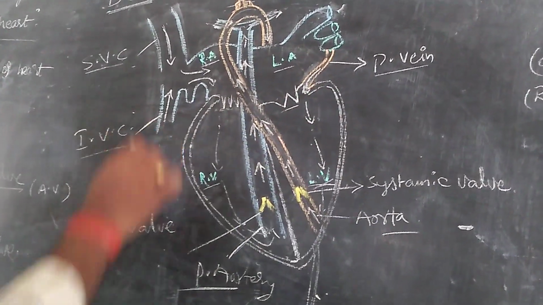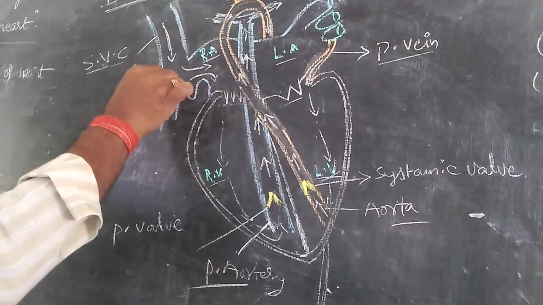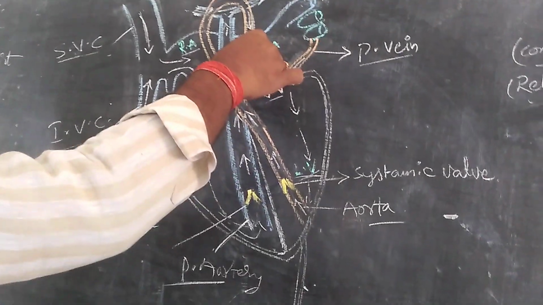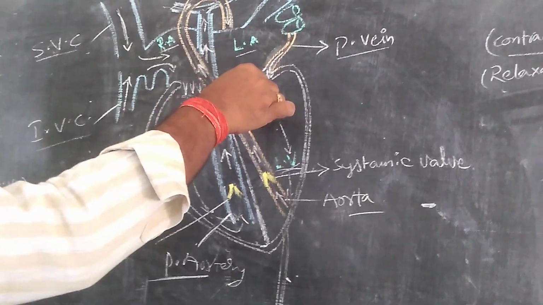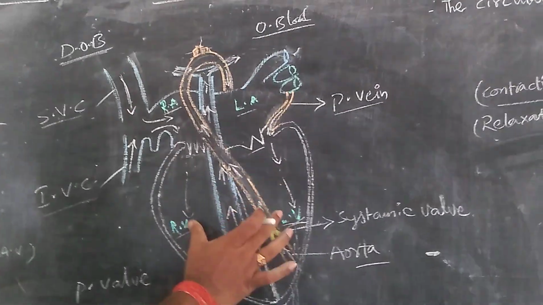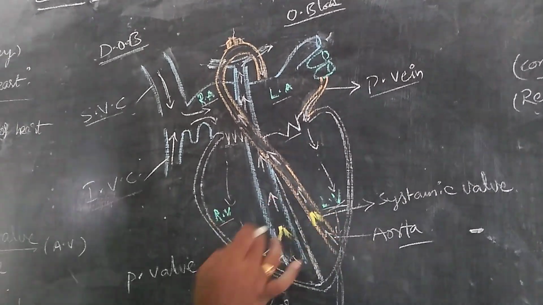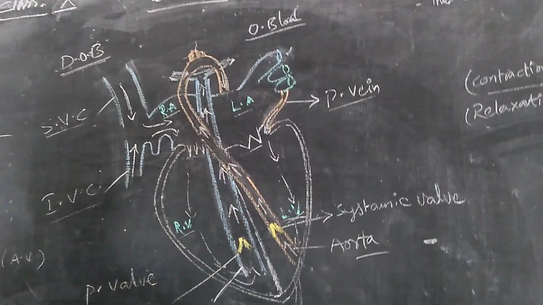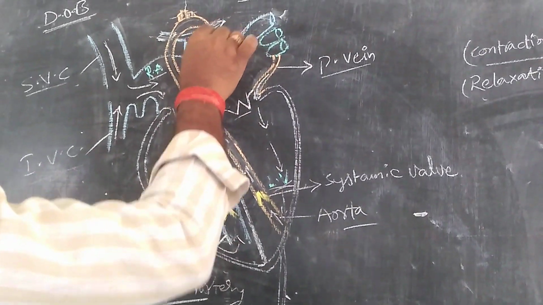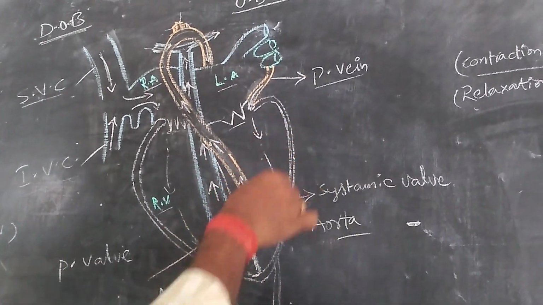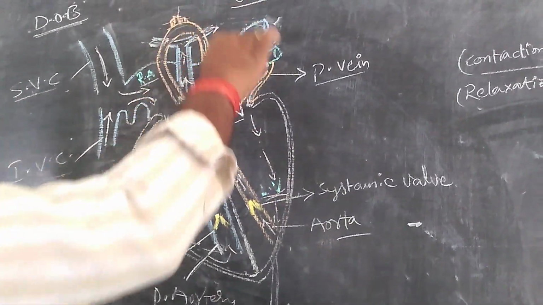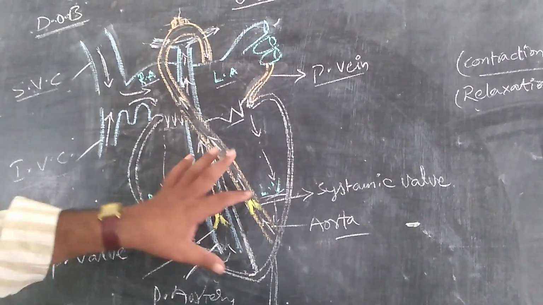So once again, see, the superior vena cava and inferior vena cava open into the right atrium, and the pulmonary vein opens into the left atrium. Through the tricuspid and bicuspid valves, with contraction of both atria, the blood flows to the ventricles, respectively the right ventricle and left ventricle. The right ventricle pumps the deoxygenated blood to the lungs through the pulmonary artery, and the oxygenated blood is pumped into the aorta, which supplies the whole body. So this is the mechanism.